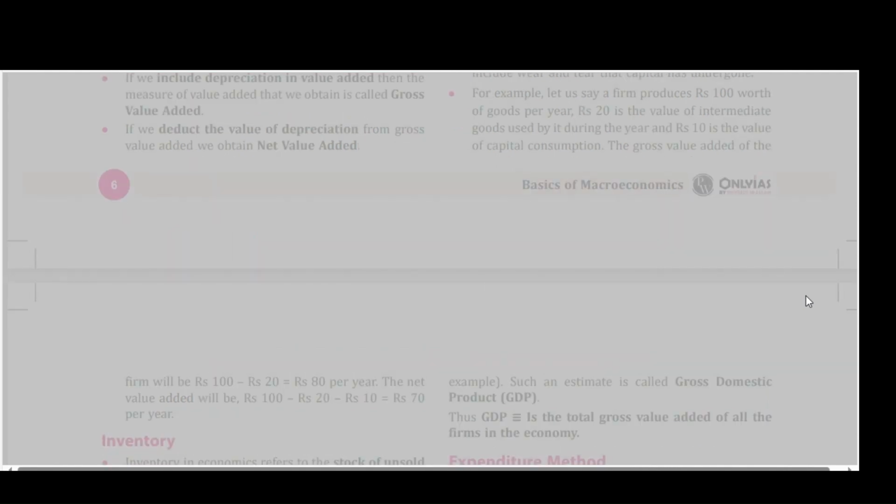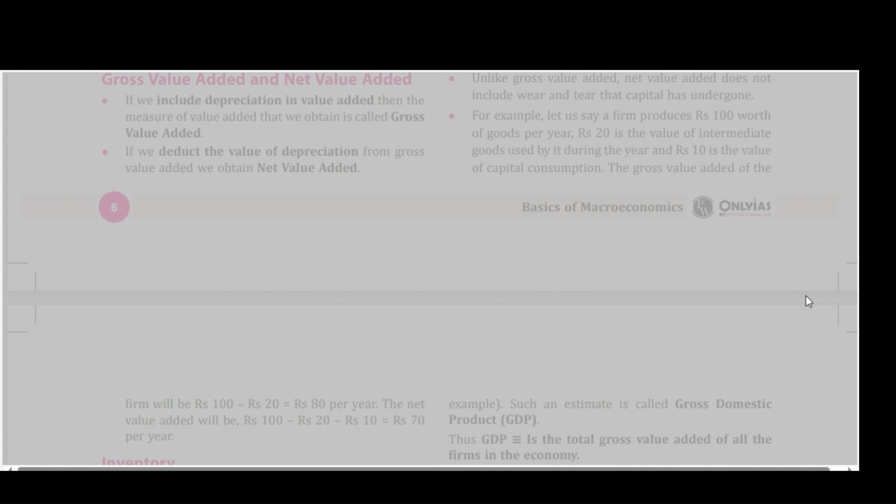If we include depreciation in value added, then the measure of value added that we obtain is called gross value added. If we deduct the value of depreciation from gross value added, we obtain net value added. Unlike gross value added, net value added does not include wear and tear that capital has undergone.